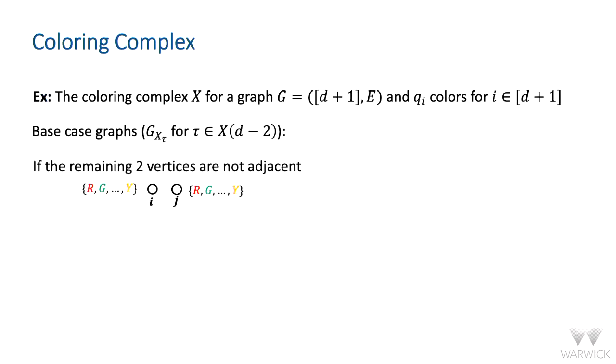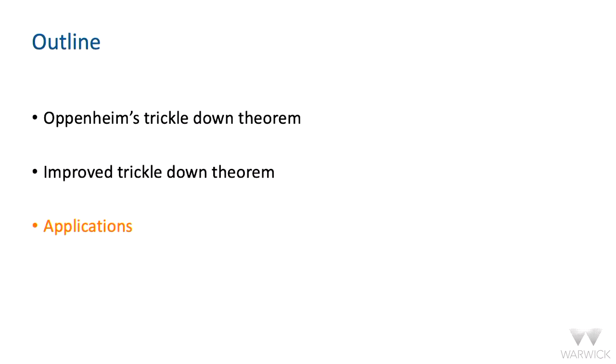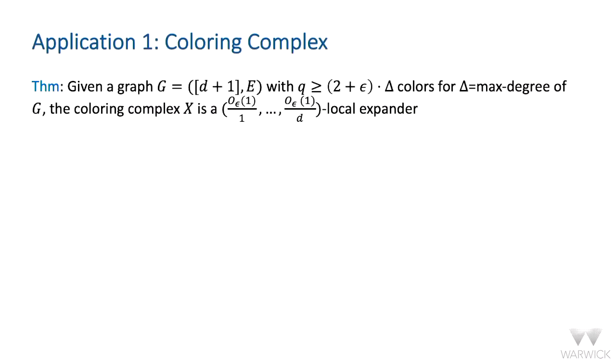Okay. So good. So now I want to tell you about the application. So the first application is for the coloring complex. So suppose that you have a graph, you want to color it with 2 plus epsilon delta colors.